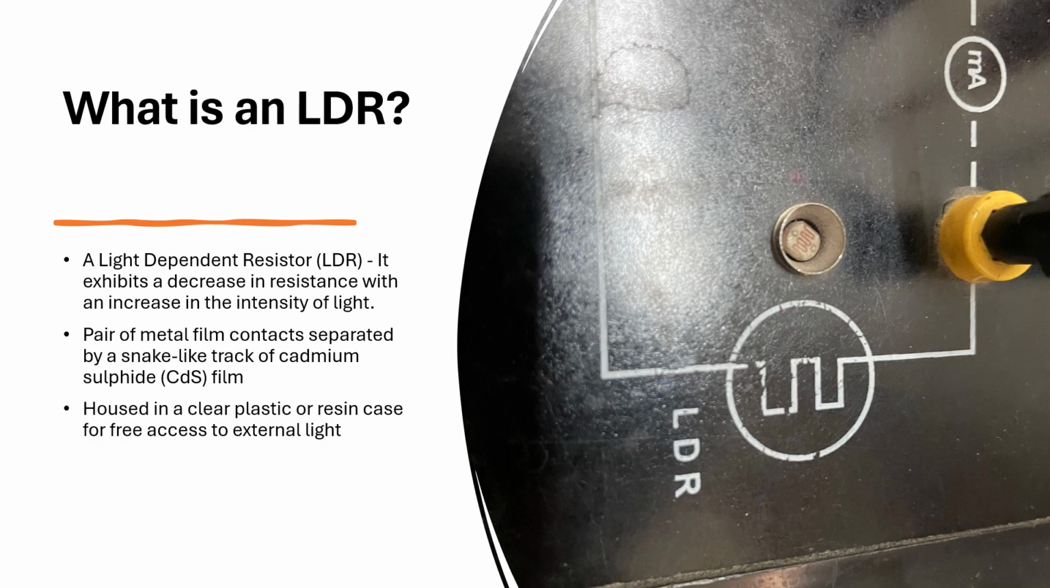The entire LDR assembly is housed in a clear plastic or resin case. This protective casing serves two purposes. It allows free access of external light to the CdS material, enabling the light dependent behavior of the LDR. It shields the delicate internal components from physical damage, dust, and other environmental factors.